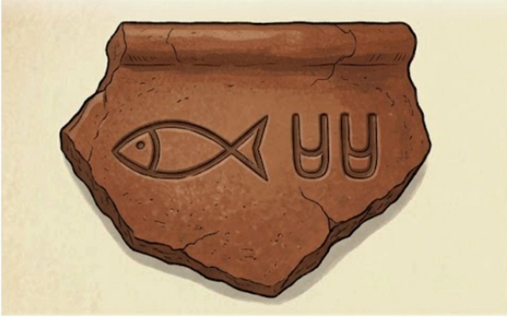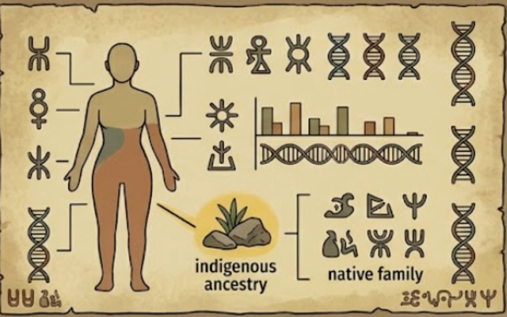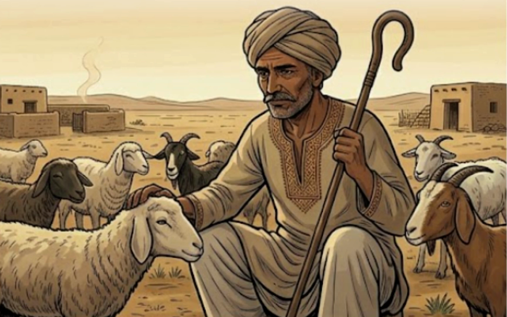Pot shards in Tamil Nadu feature graffiti marks with clear parallels to the Indus script. 90% of the graffiti marks from the south showed morphological similarities with Indus signs. The Rakhigarhi genome confirms that the civilization was built by an indigenous population. A Proto-Dravidian genetic line moved south as the northern urban centers declined. Modern desert populations still carry the genetic imprint of the ancient Indus periphery.